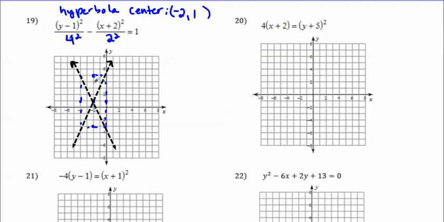So you need to know if your branches are up and down or left and right. The way you find that is you look at the term that's squared that's positive. So that's the first one, because this minus makes the second term negative. So the one that's positive is the y. So my branches are going to be up and down. And notice you have to hit this point on the rectangle, that's the vertex.